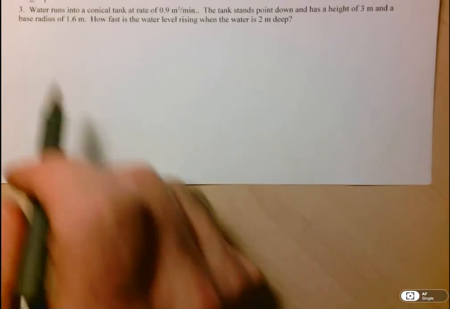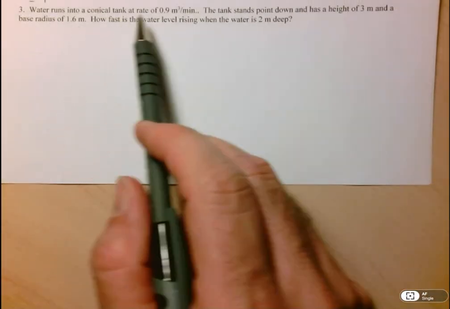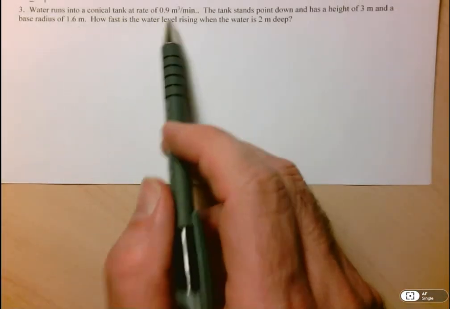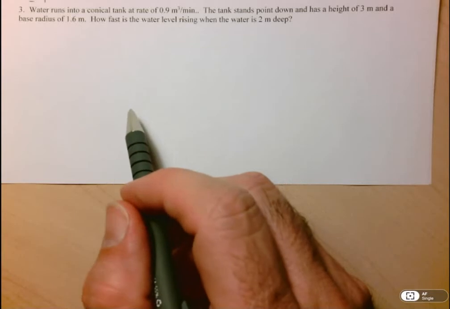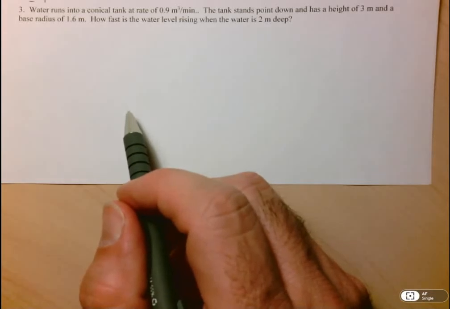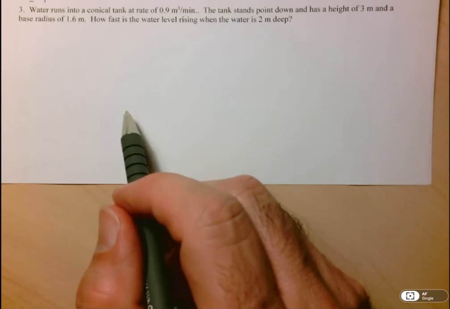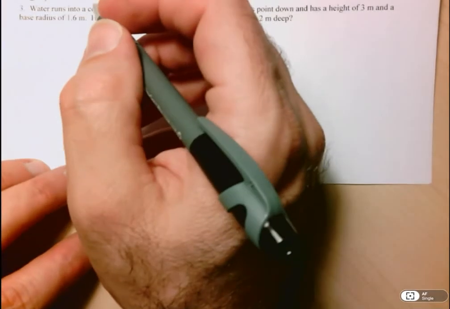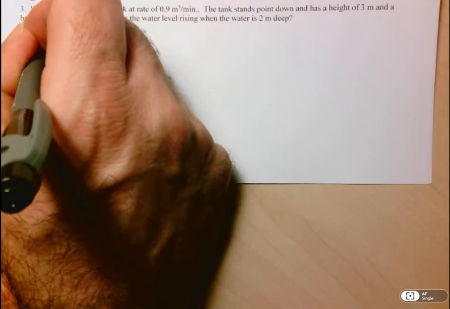So here we have water running into a conical tank at a rate of 0.9 meters cubed per minute. The tank stands point down and has a height of 3 meters and a base radius of 1.6 meters. How fast is the water level rising when the water is 2 meters deep? Okay, so again, one of these scenarios where a picture really is invaluable.